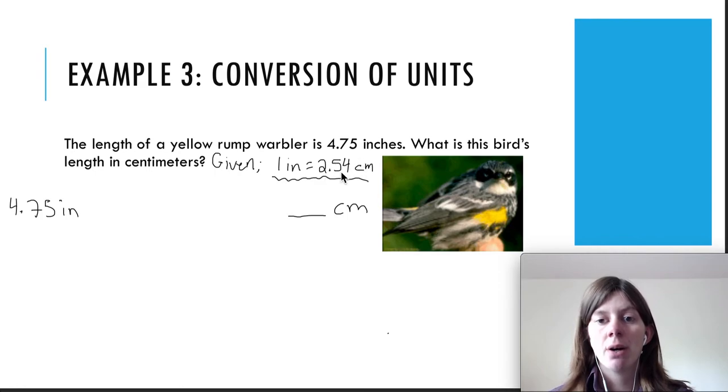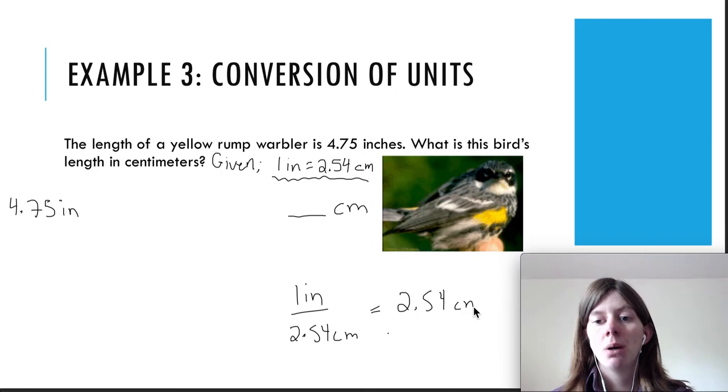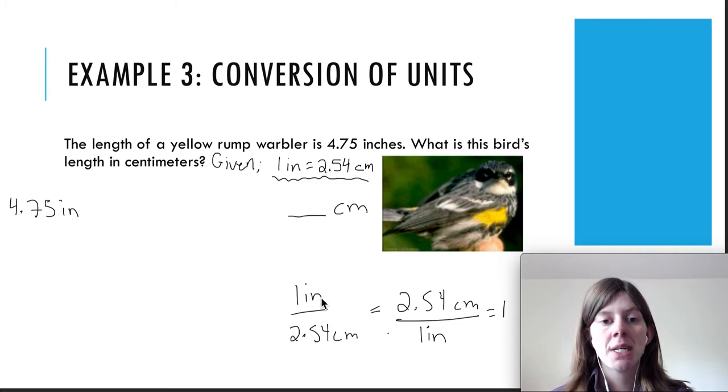What I said earlier is you're going to make a fraction or ratio with these two numbers. You could either do it like this, 1 inch divided by 2.54 centimeters, or you could write it as 2.54 centimeters over 1 inch. Since the two things are equal to each other, the ratio is equal to 1 whichever way you write it. So the idea is that if this ratio is equal to 1, then you can multiply your number by this ratio without changing anything. And that's what's going to convert your units.